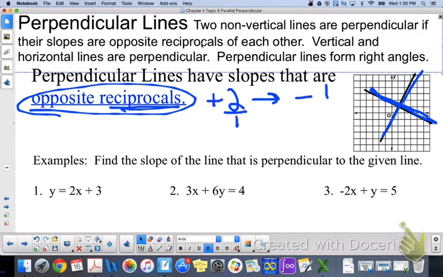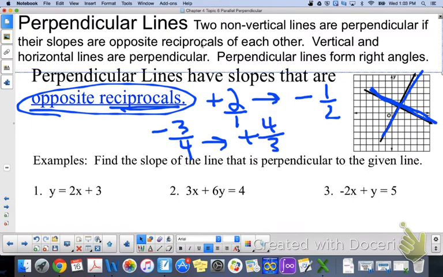So if a number is 2, the opposite reciprocal, this is positive, so the opposite would be negative. The reciprocal of 2 over 1 is 1/2. Okay? If you have something like negative 3/4, the opposite reciprocal, it was negative, it becomes positive. 3/4 flips and becomes 4/3. That's how you find an opposite reciprocal.